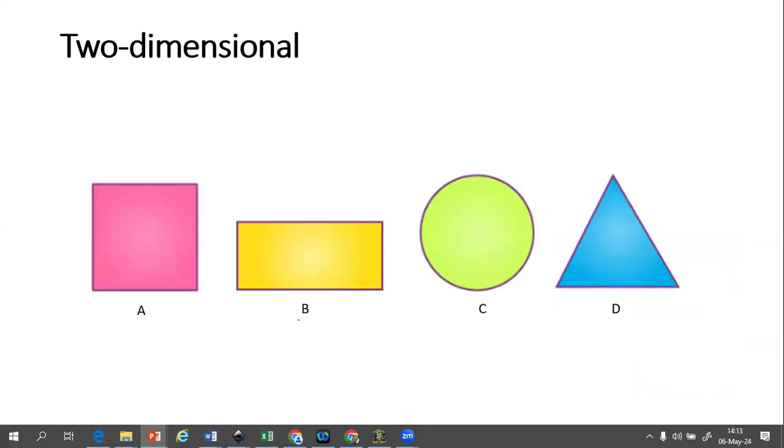When you look at our screen, I have displayed what we call 2-dimensional figures. Now, when you look at those 2 dimensions, I want us to type in the chat the different names for those ones. You can say A is called this, B is called this, C is called this, and D. Which specific mathematical names do we give to those figures? You can type in the chat.